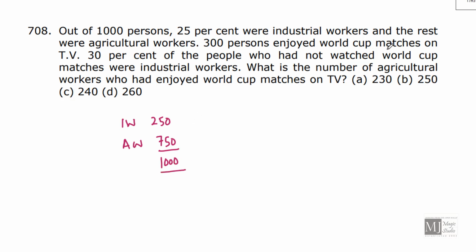300 persons enjoyed World Cup matches on TV. 30% of the people who had not watched World Cup matches, that means those are 700 of those, no TV. 30% of such workers were industrial workers. That means 700, 30% is 210.